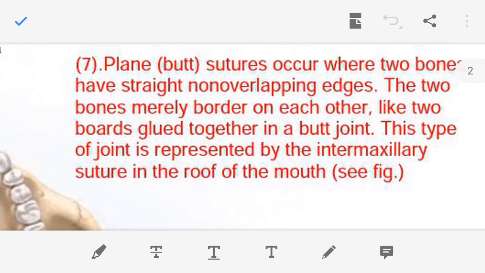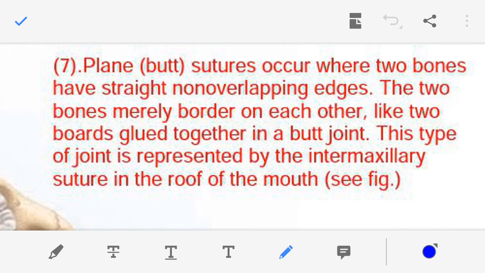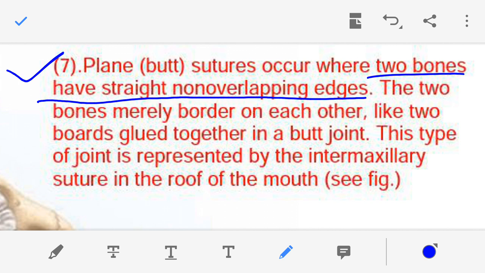Now, the third type of suture is the plain or butt suture. In this type of suture, where the two bones have straight, non-overlapping edges, we have one bone and a second bone, and the borders of both bones are just touching each other. That's it.